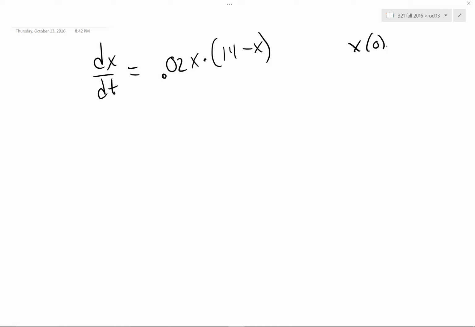So let's just say x naught is 2, I guess. I'm going to have a 2 fetish tonight. Let's do 3. All right. So if you recall, we've done this. To solve this, it's separable, of course. Okay, dx is equal to 0.02 dt.